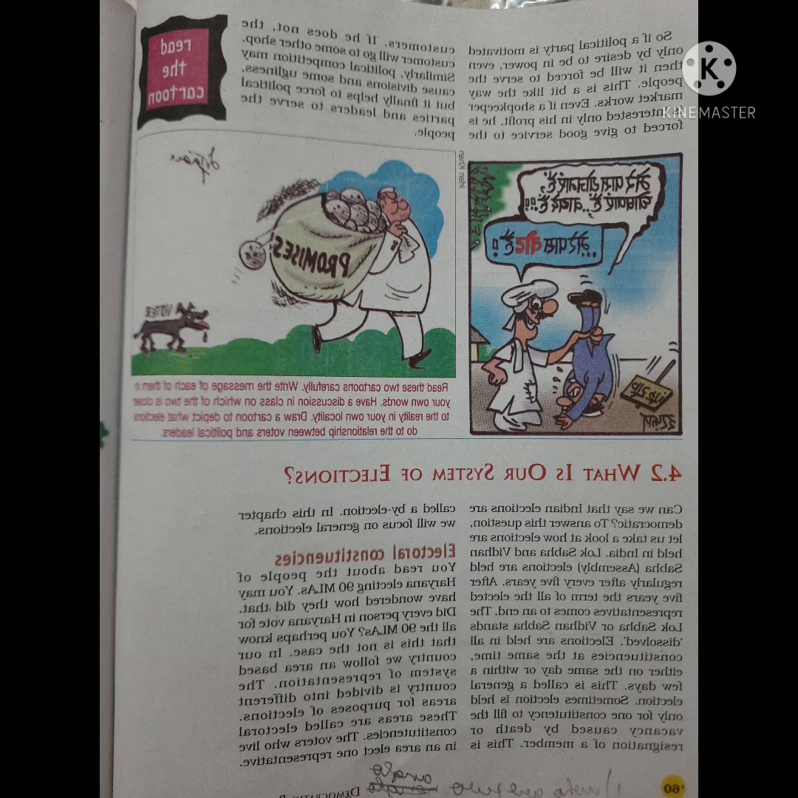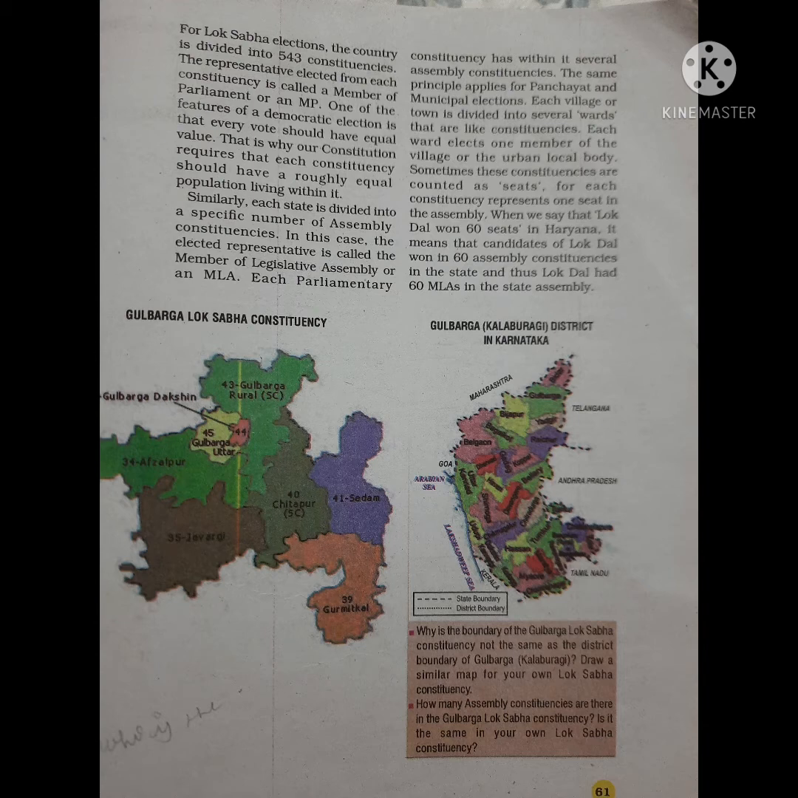I hope you all understand the meaning of a constituency. Constituency refers to a geographical area. That means the country is divided into smaller geographical parts from where the voters elect their representatives for the legislative bodies. Now, for Lok Sabha elections, the country is divided into 543 constituencies.